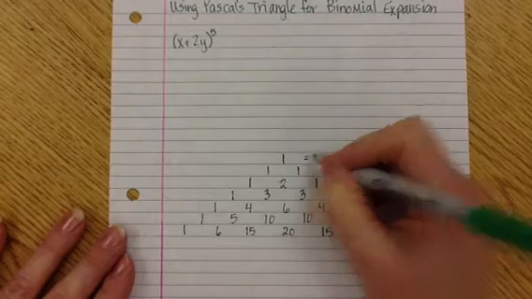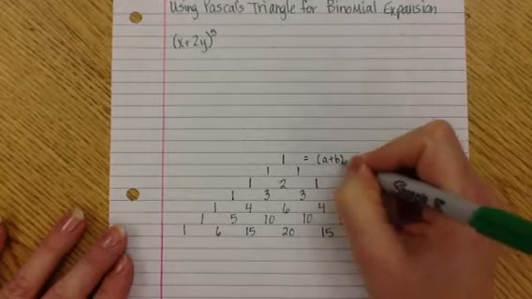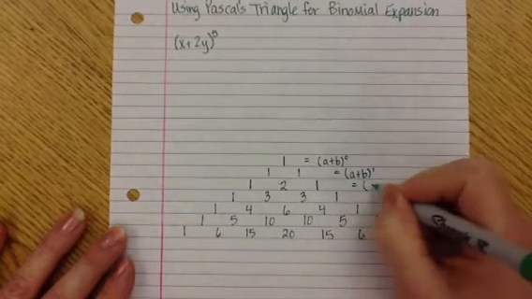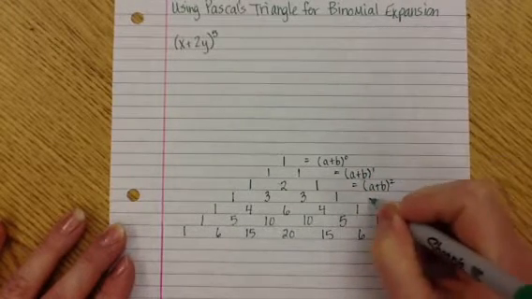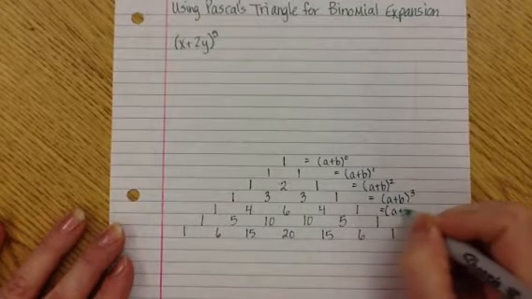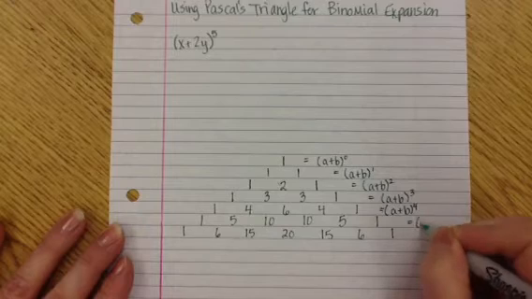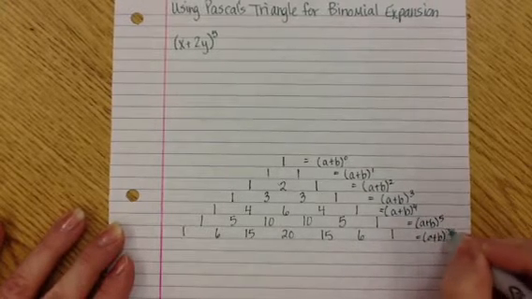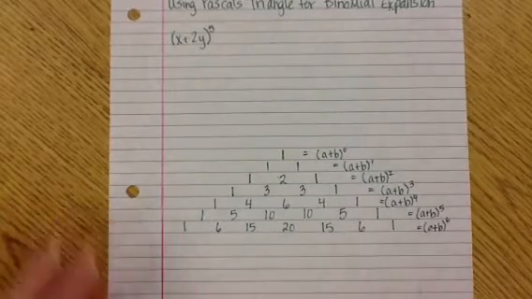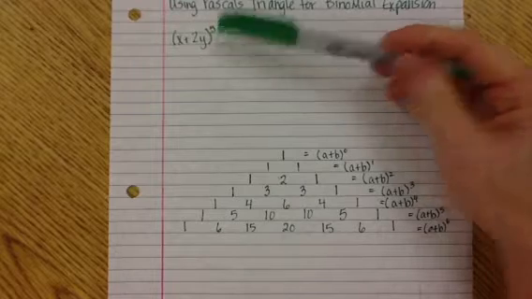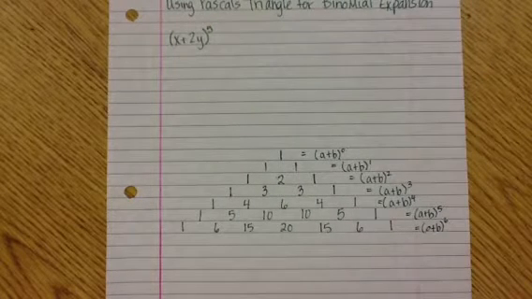Now, I will usually just go ahead and write, this would be a plus b to the 0. This will be a plus b to the first, a plus b to the second, a plus b to the third, a plus b to the fourth, a plus b to the fifth, a plus b to the sixth. Now if I were actually doing this to work on this expansion, I would only fill in that a plus b to the fifth row.